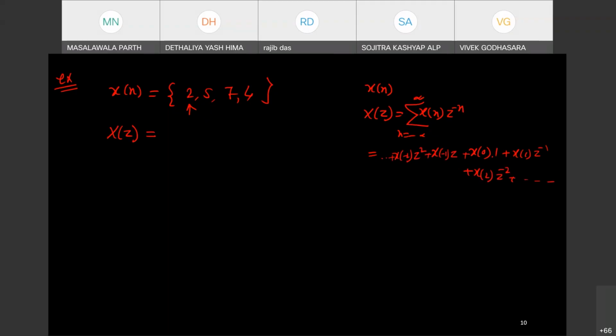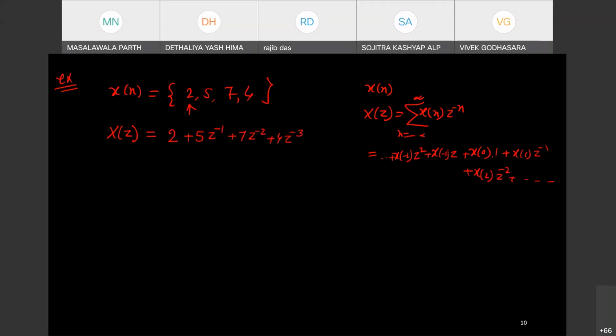Just to replace n values, starting from zero to the right side, positive infinity, or the left side, minus infinity. For this sequence, it is only the positive side, a right-side sequence. So it's 2 plus 5 multiplied with z to the power minus 1, 7 z to the power minus 2, 4 z to the power minus 3.